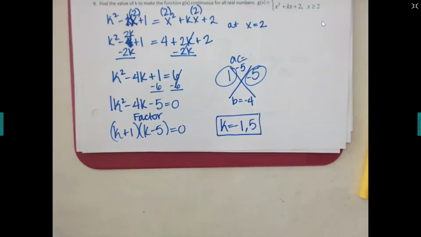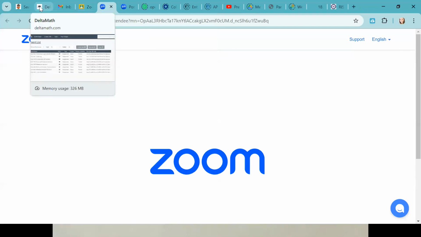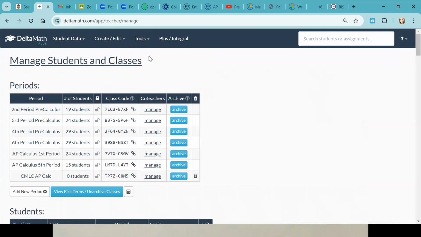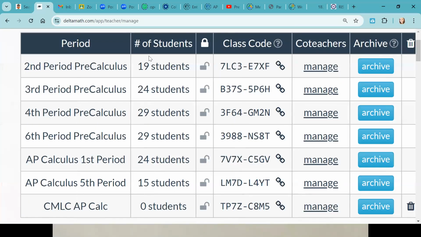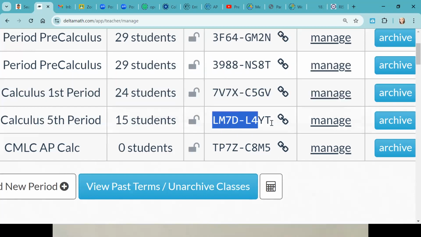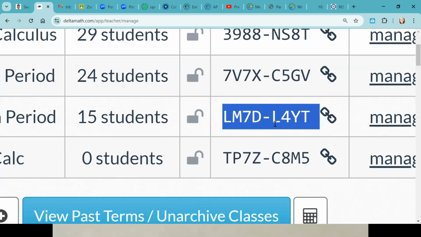Okay, go ahead and pull out your computers. Okay, and let's get logged in. For my new people, I'll give you your new code. Okay, your code's up on the board. You'll just add a new class.